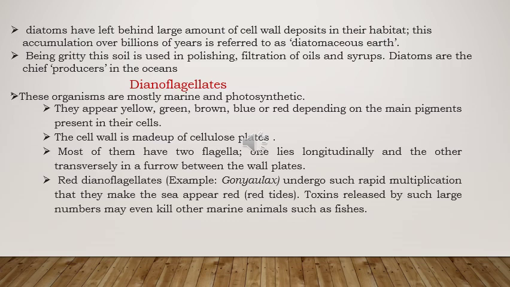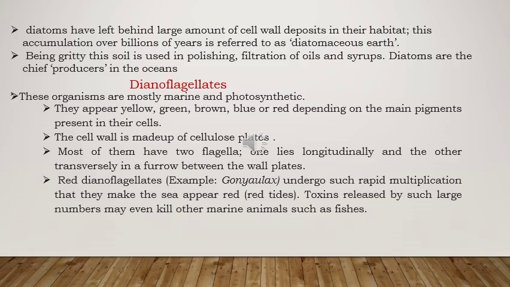dinoflagellates. These are again marine and photosynthetic organisms. They can appear in any color. It may be yellow, green, brown, blue, or red, depending upon the main pigment present in them. For example, plants have green color because of the presence of chlorophyll, and the color of flowers is because of the presence of other plastids in them. Similarly, in dinoflagellates, the color appearance depends on the main pigment that is present in the cell. The cell wall again here is made up of cellulose.